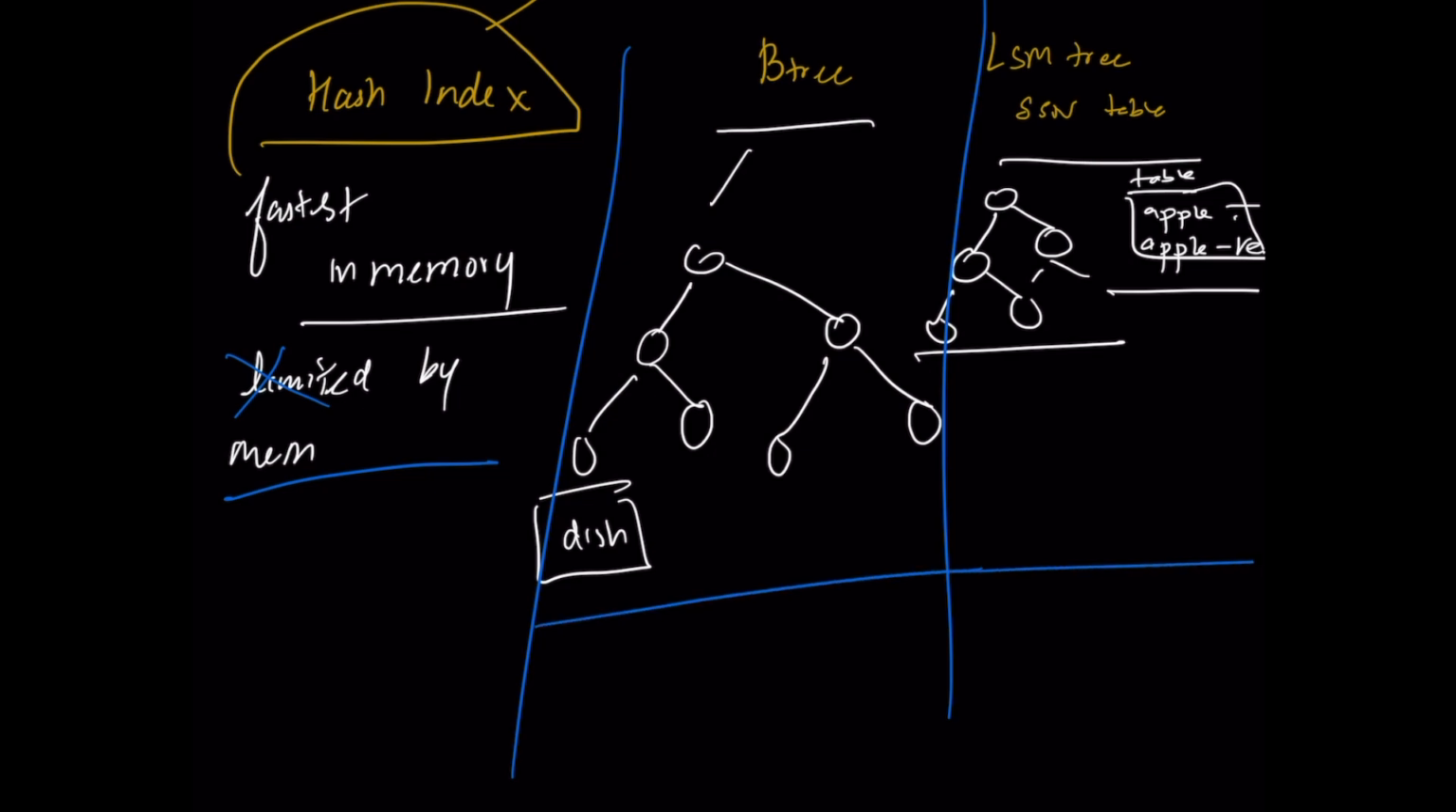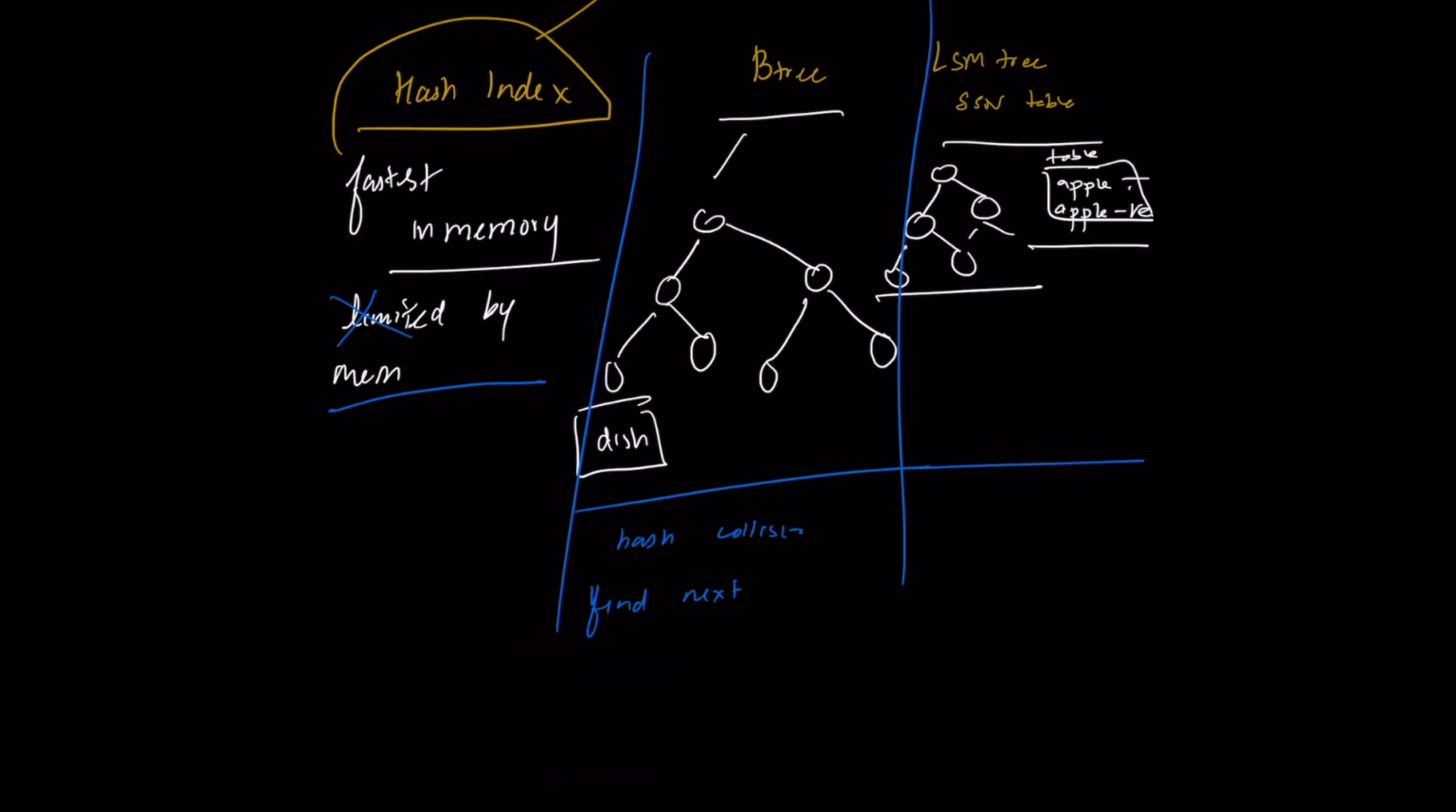When we have a hash collision, we need to find the next available position. This way, the next index is on the same node.